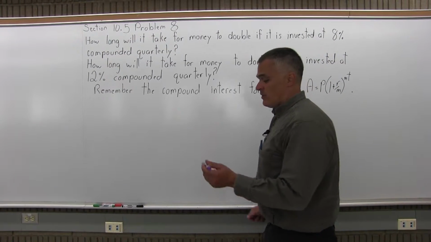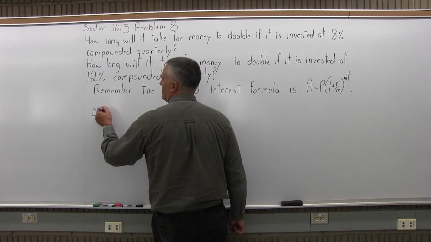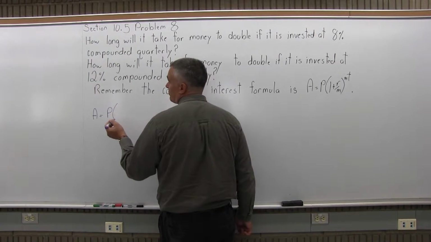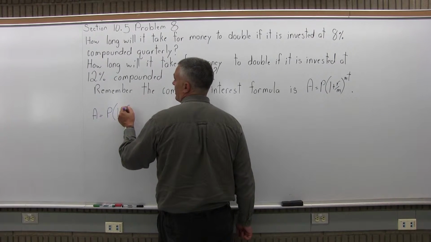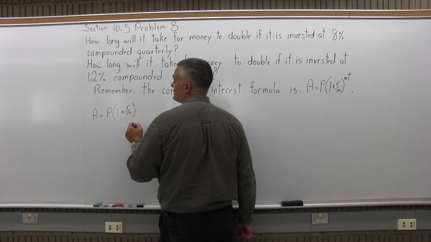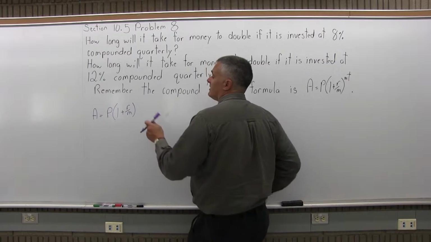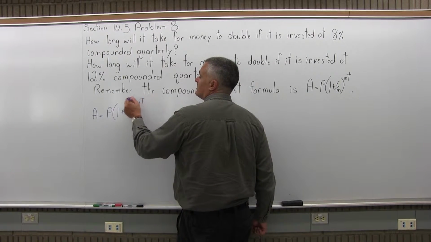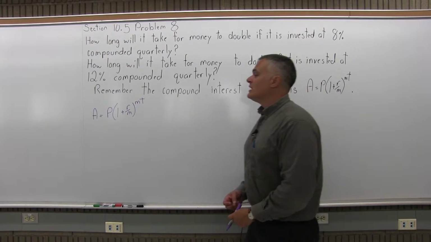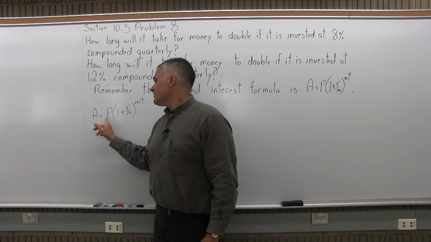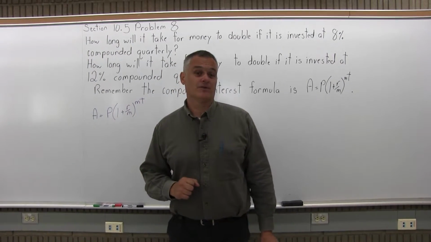So, what we're going to do is take that compound interest formula, A, the final amount, equals P, the initial investment, or really P for principal, times 1 plus R over M, in parentheses. R is the rate as a decimal. M is the number of times compounded per year, to the M times T power. So for 8% compounded quarterly, we want to double our money. As long as the final amount is double what the principal is, that's fine. So I'll start with a principal of $1 and have a final amount of $2.